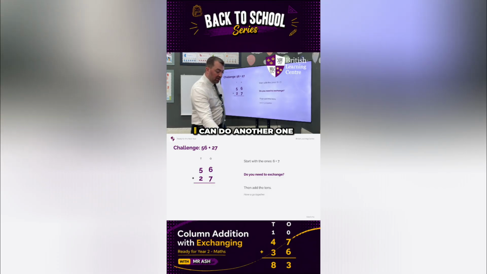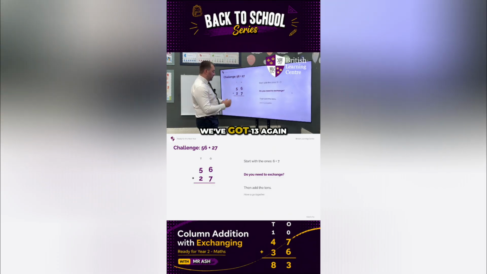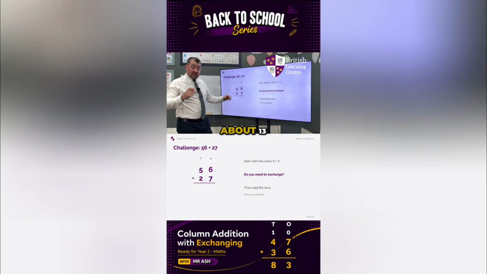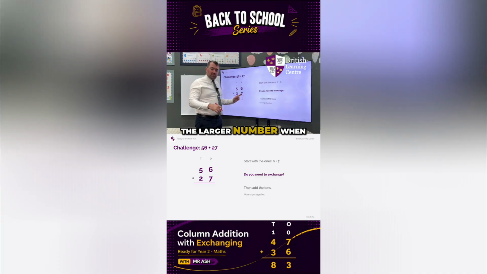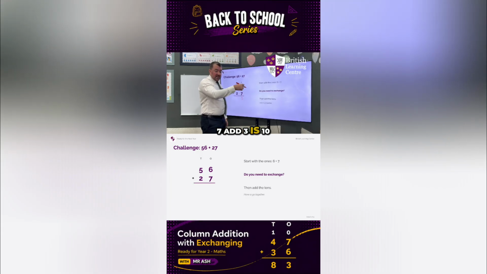Okay, got the challenge here, I can do another one. 6 add 7, we've got 13 again, 3 in here, 1 up here. If they weren't sure about 13, remember, okay, 6 add 7, all right? I'd always start with the larger number when bridging across 10, because you've got less way to go. 7 add 3 is 10, add another 3 is 13. 1 and 3, 5, this is worth 50, okay? So 50, 20, 70, and 80. There's the 8 in there as well, okay?